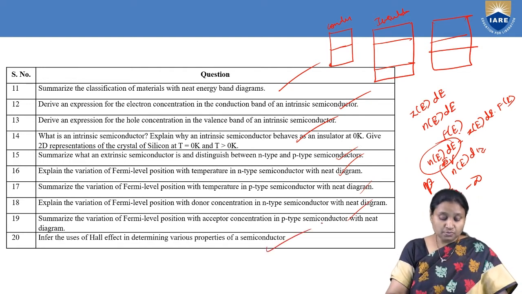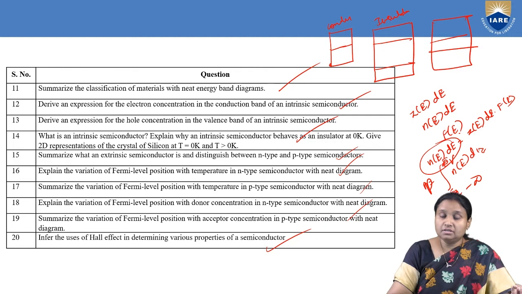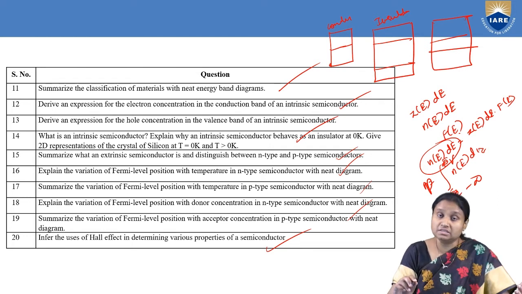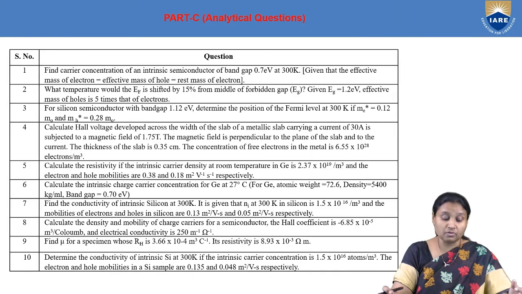And then coming to uses of Hall effect, it is used to find the nature of a semiconductor, whether it is P-type or N-type, because the Hall coefficient value is positive if the semiconductor is P-type, and if it is N-type, then the Hall coefficient is negative. So we can also make out carrier concentration, mobility, and conductivity using the Hall effect, as well as the expression for Hall coefficient.